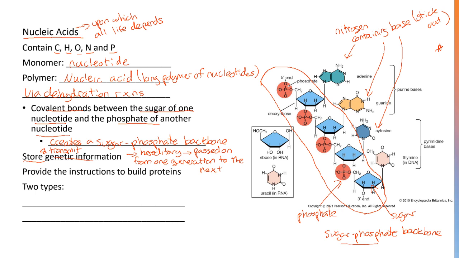So nucleic acids, especially the DNA, are going to provide instructions to build proteins. Two types of nucleic acids: we have DNA and we have RNA. DNA is deoxyribonucleic acid, and RNA is just ribonucleic acid.